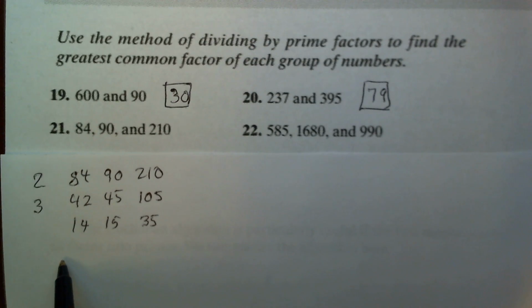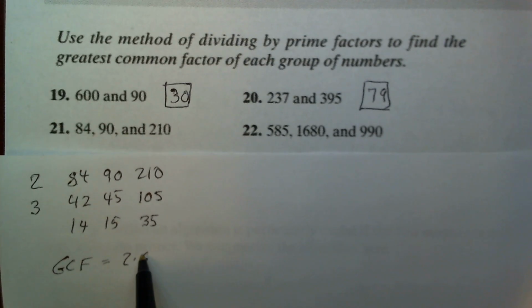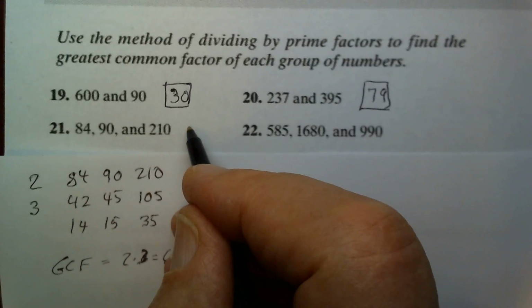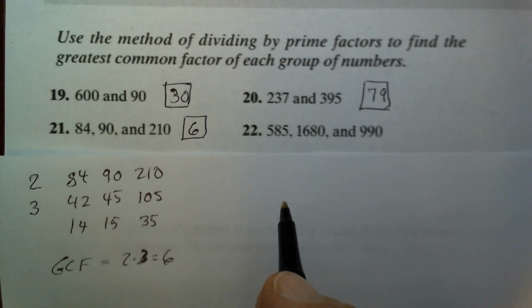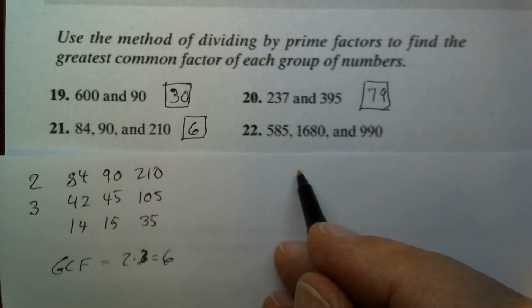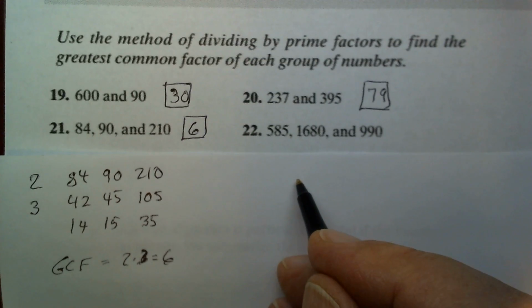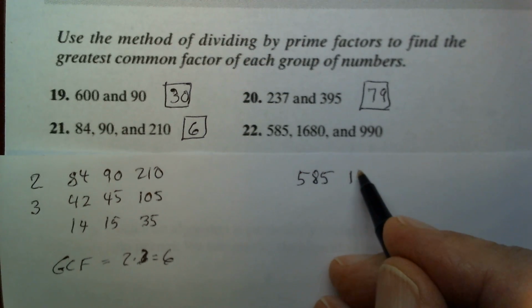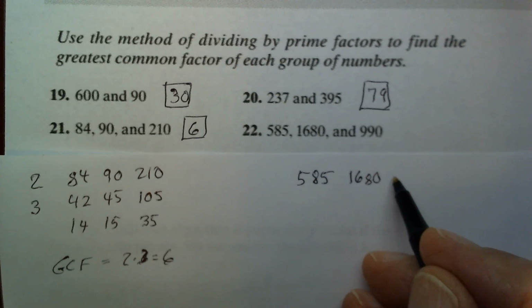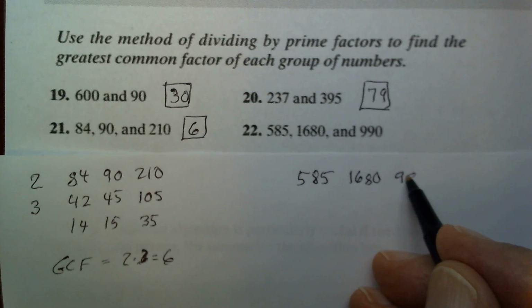So therefore, the greatest common factor is 2 times 3, or 6. So 6 is the greatest common factor for these three numbers. Similarly, for number 22, we have 585, 1,680, and 990.